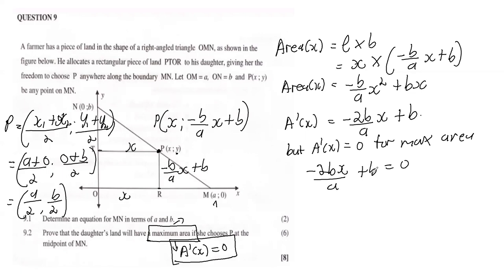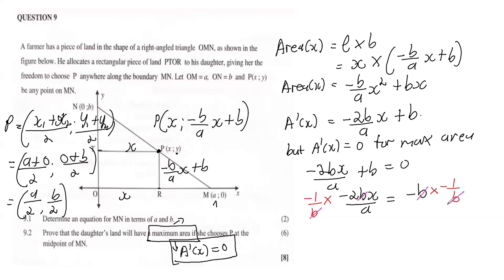Now at this point, we can take the b over to that side. That's negative 2bx over a, and that is equal to negative b, right? Now to get rid of that b, we can just multiply both sides by negative 1 over b. Then we understand that this b here will cancel out with that b, and this b cancels out with that b, right?